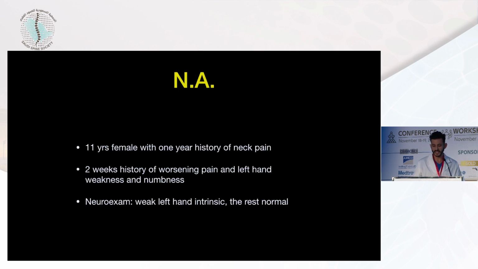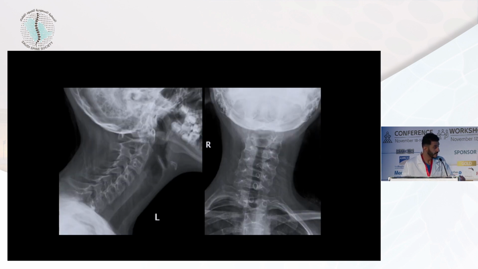So the first one is an 11-year-old female with a 1-year history of neck pain and a 2-week history of worsening pain and left hand weakness and numbness. Her exam shows weak left hand intrinsics, and the rest is normal. So you can see in her X-ray, T1 is totally collapsed with some focal kyphosis, and there's also asymmetry and some sclerotic deformity on the cervical spine.